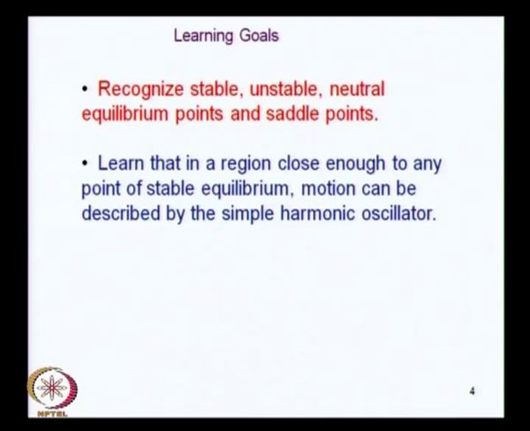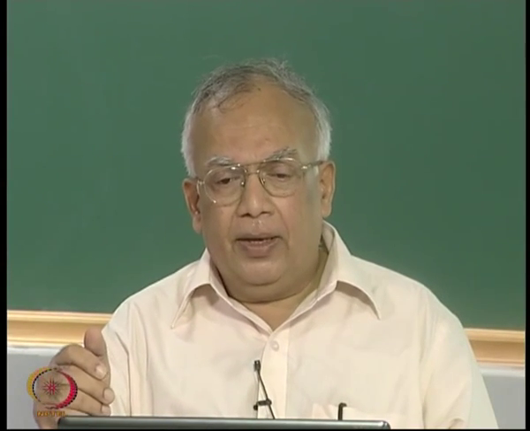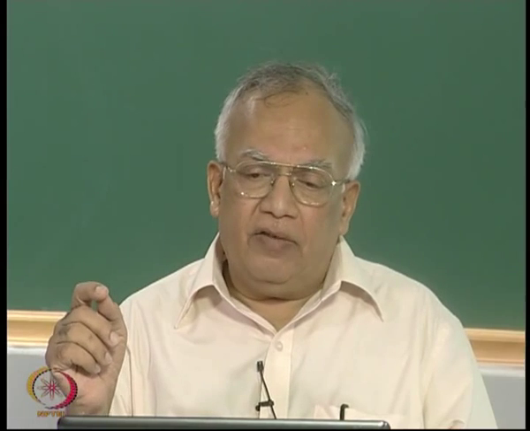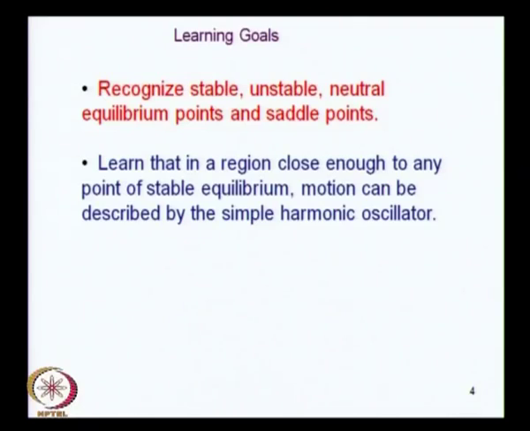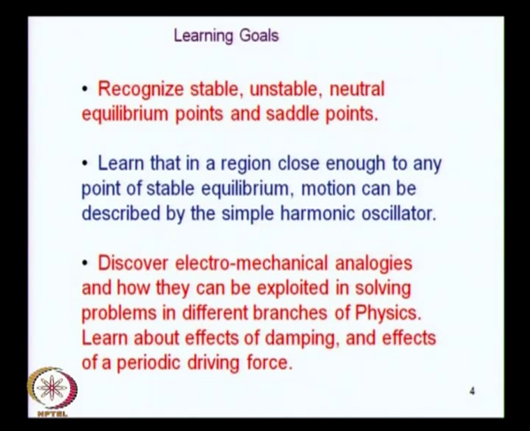And this is really amazing, because this will tell you why the physics of oscillations is so important, because close enough, of course one has to define what is meant by close enough, and I will discuss it as we go along this discussion. If you go close enough to a point of stable equilibrium, motion can always be described in terms of a simple harmonic oscillator. Then we will discover that the same physics governs a lot of phenomena, so it enables us to develop analogues between mechanical systems and electrical systems.